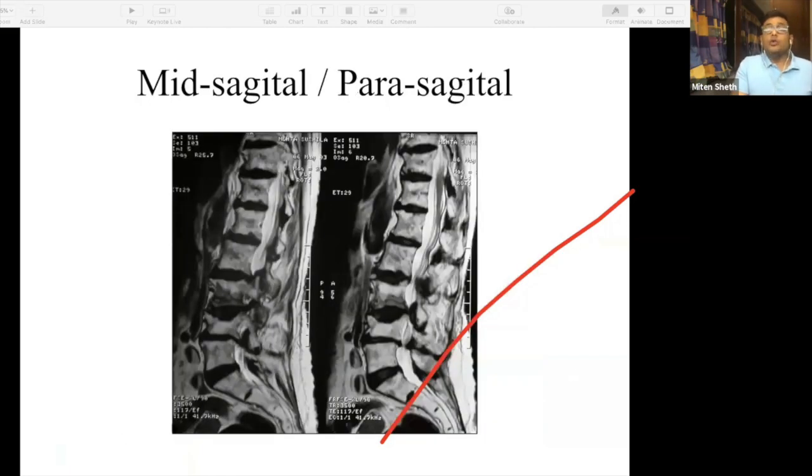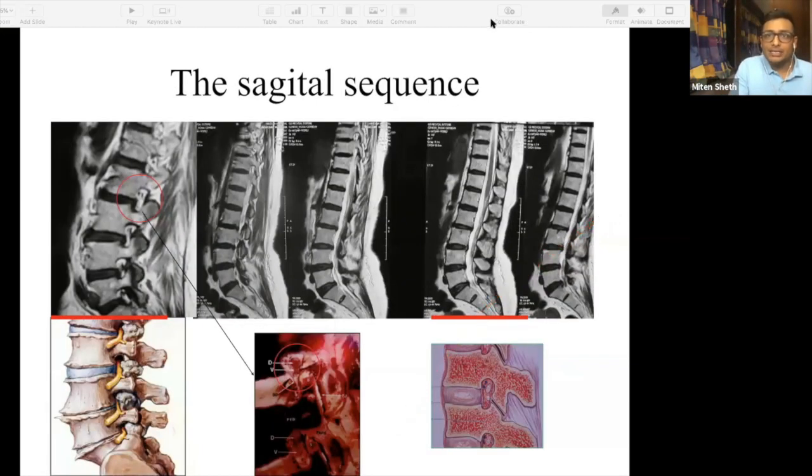Then you need to identify 3 images in the sagittal spine. One is the mid sagittal image. A mid sagittal image is going to look to you just like an X-ray, which means you will see the bones, the spinal canal, and the spinous process. So that is the mid sagittal view.